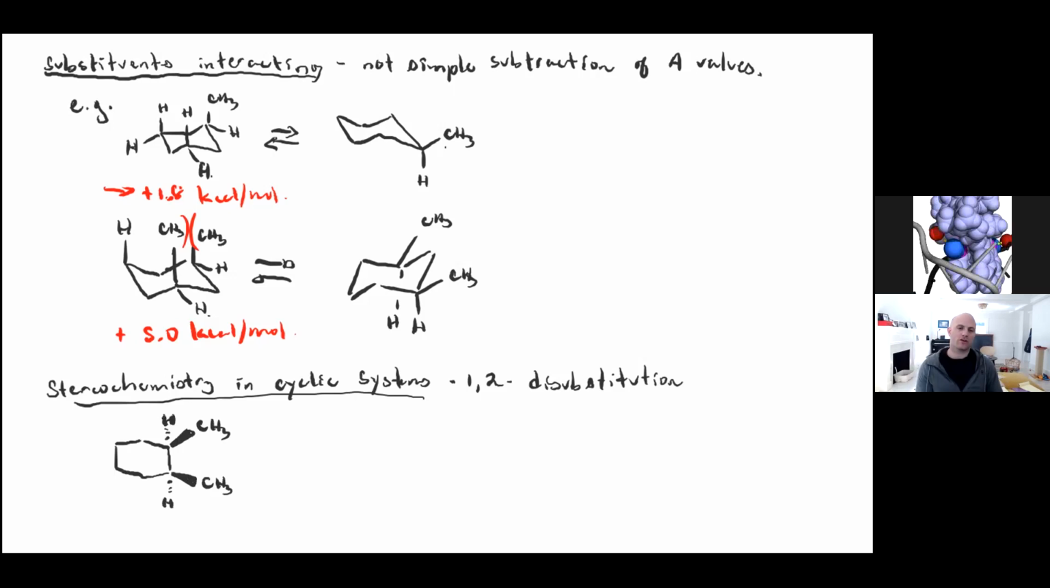Okay, so the first thing we need to do is define what we call cis and trans. The term cis in this context means that the substituents are on the same side of the ring. The trans would be opposite sides of the ring. And so this is cis.